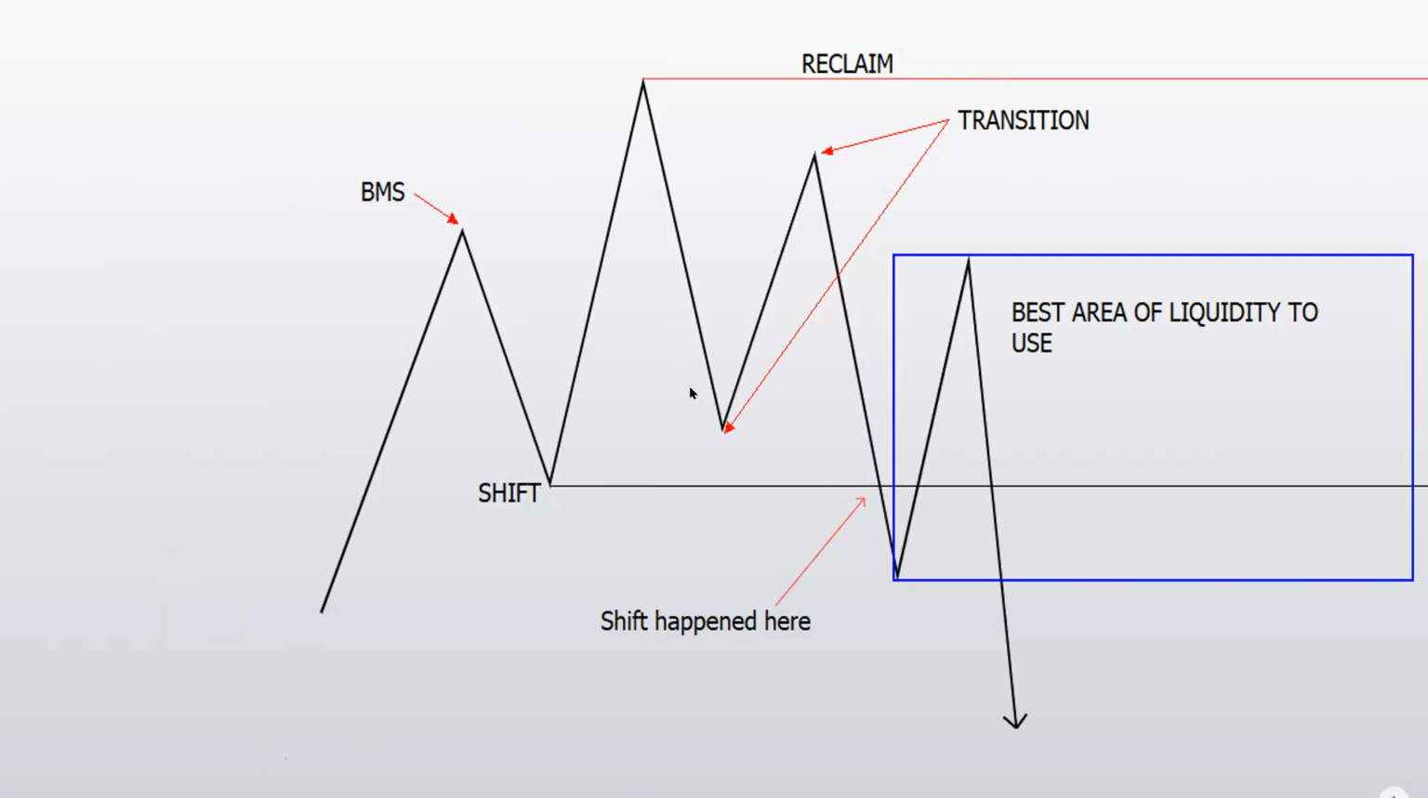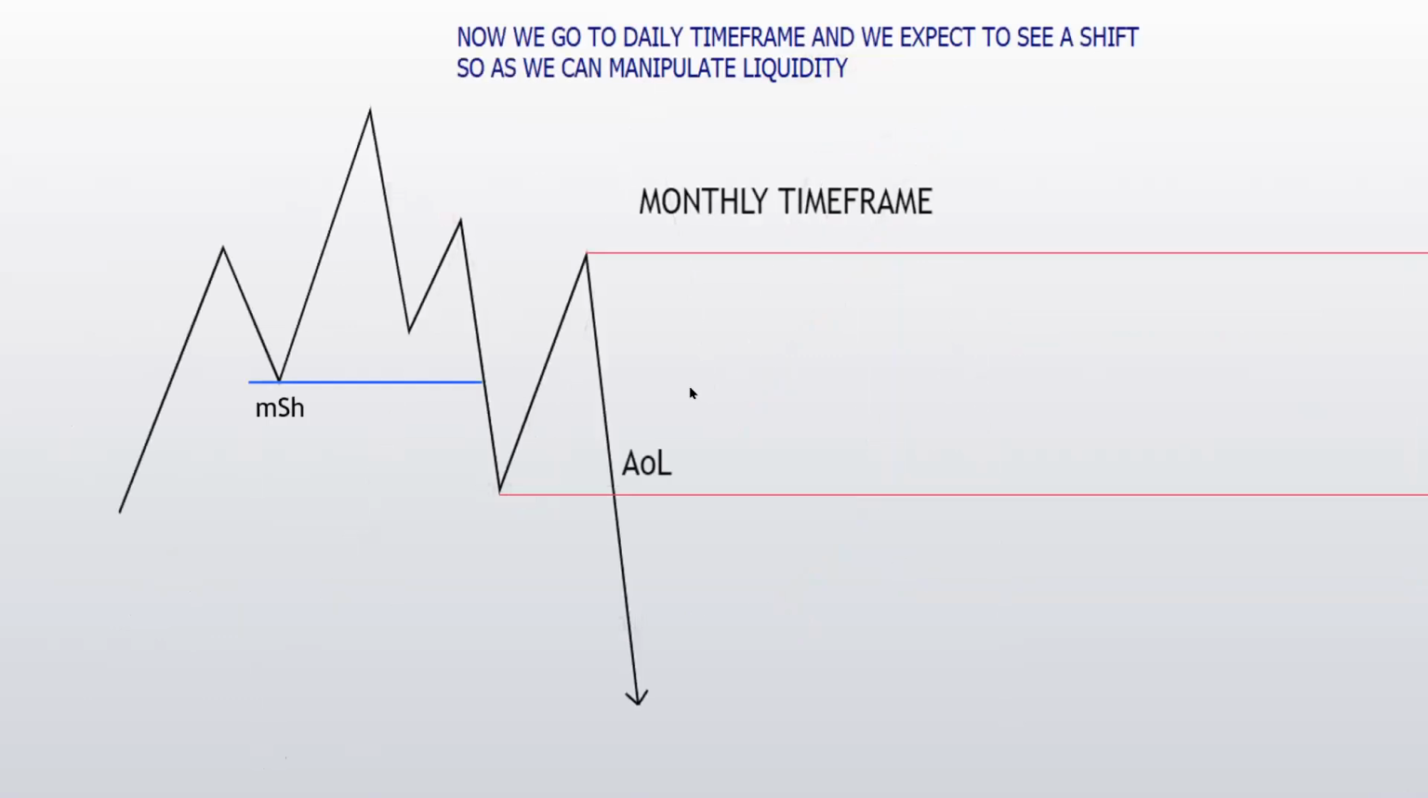So now, when talking about this concept, let us discuss our first agglomeration. For example, the market has performed a shift on our monthly time frame, as you can see here. Then after, the market came and left us our area of liquidity, which is the monthly area of liquidity.